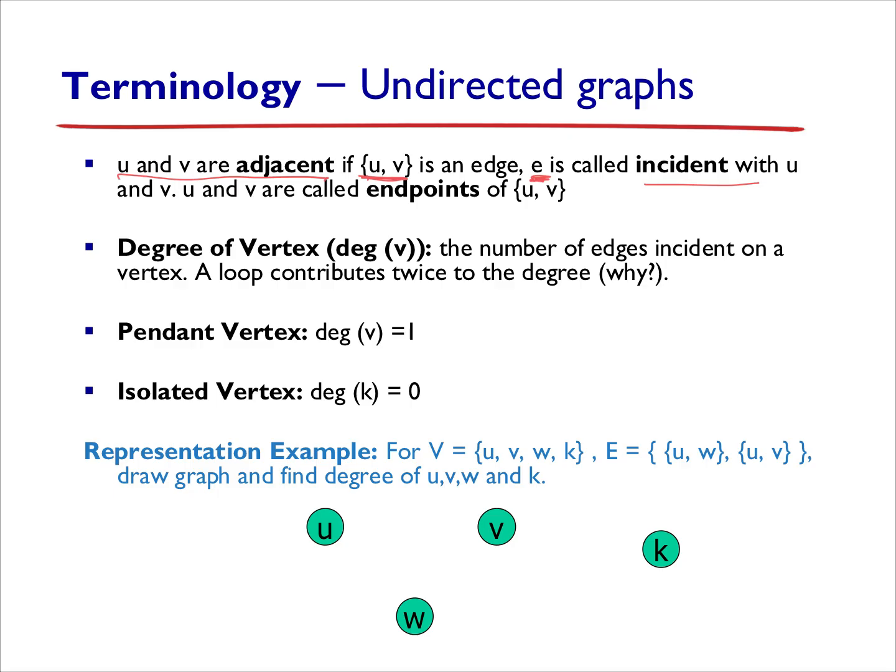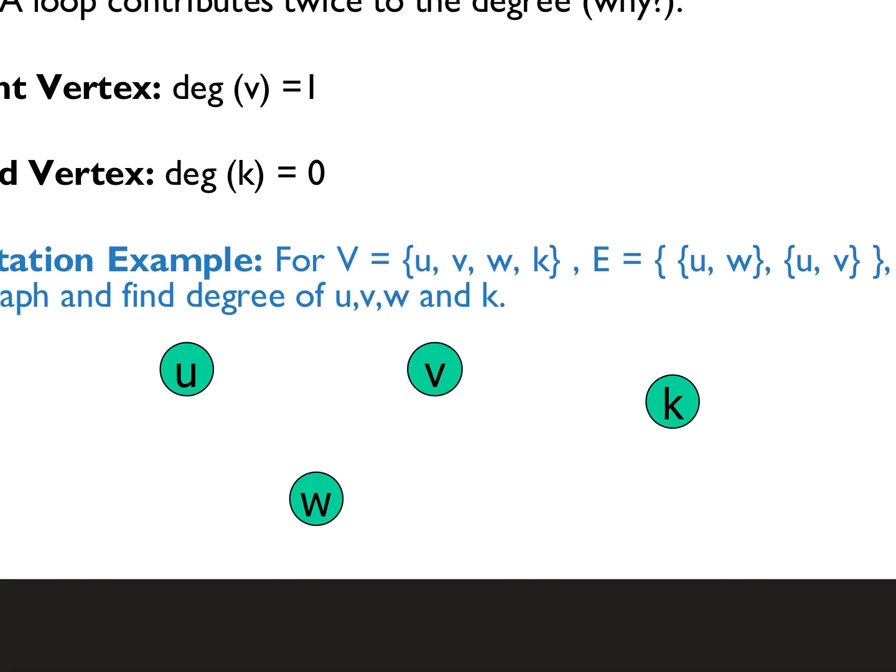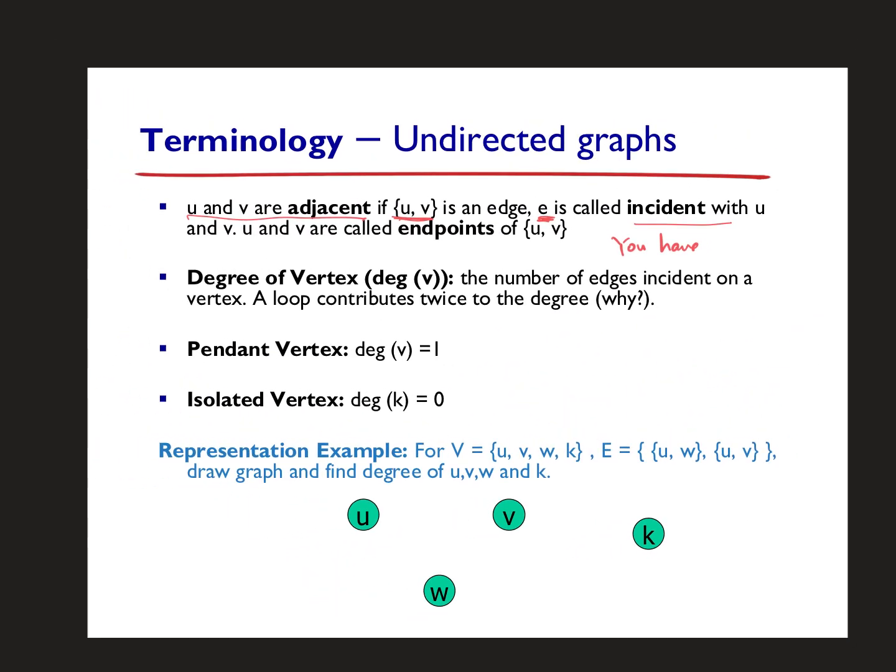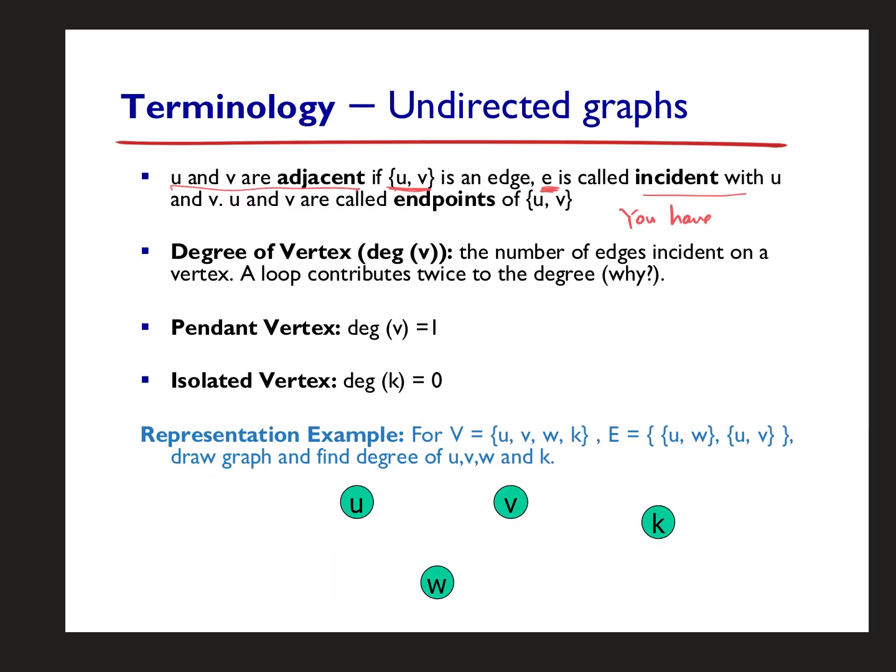So simply put, if I tell you that you have an edge, and let's call that edge E, which is incident on U and V, then this means that the edge E is actually {U, V}.